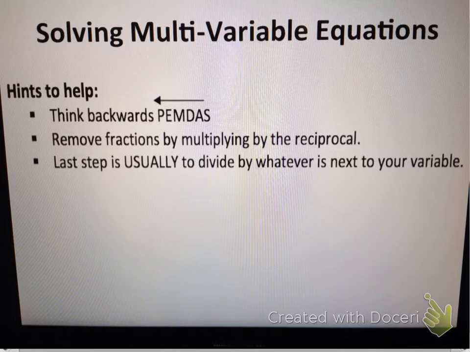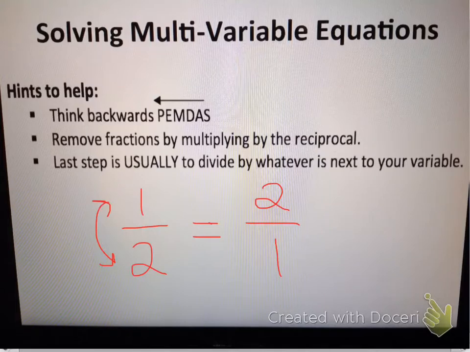So we're looking for addition and subtraction first, multiplication and division second, and then we're going to deal with things like exponents and parentheses. The next hint is to remove fractions by multiplying by the reciprocal. Remember, a reciprocal is simply a fraction flipped. Let's take 1/2 for example. The top number comes to the bottom and the bottom number goes to the top, so the reciprocal of 1/2 would be 2 over 1.